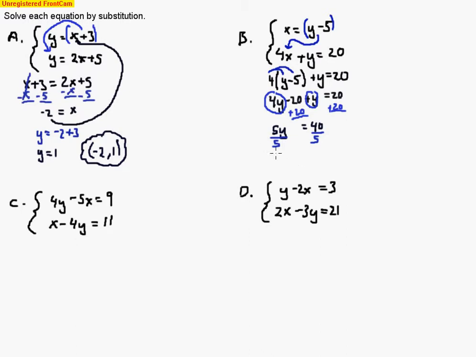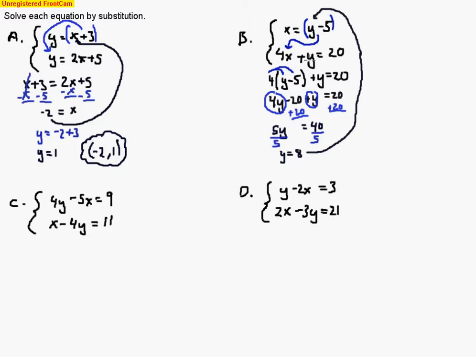So y equals 8. Well, that's only one component. We need to find both components of the ordered pair. So now, once we've done that, we have to take that value of 8 and substitute it back into one of these equations.